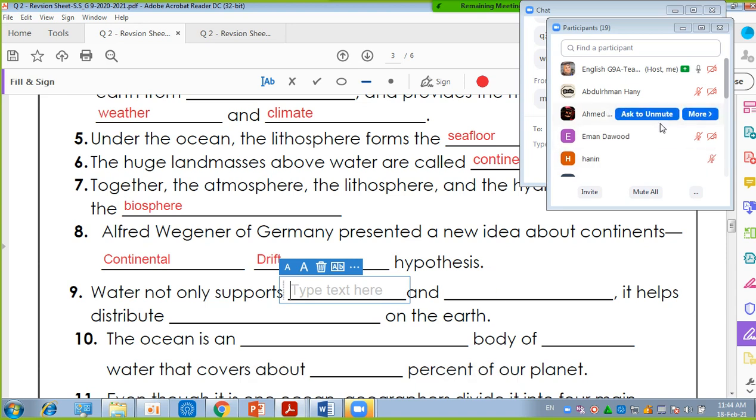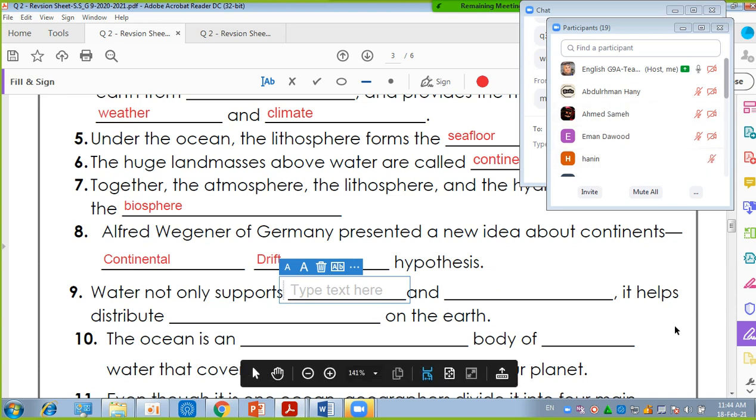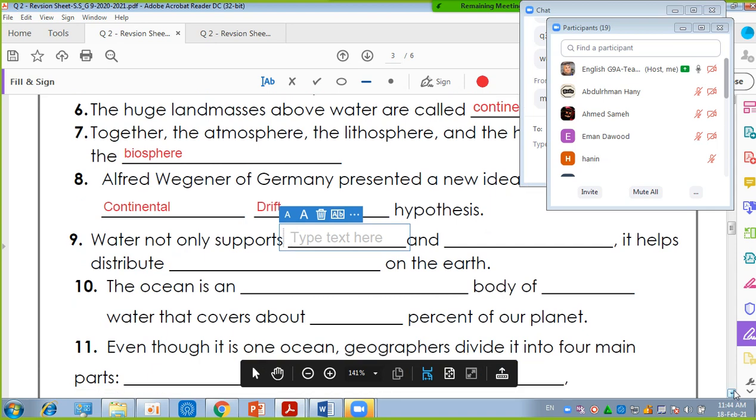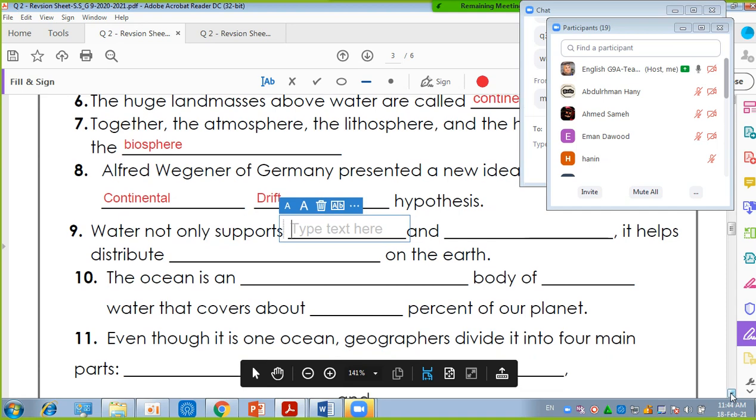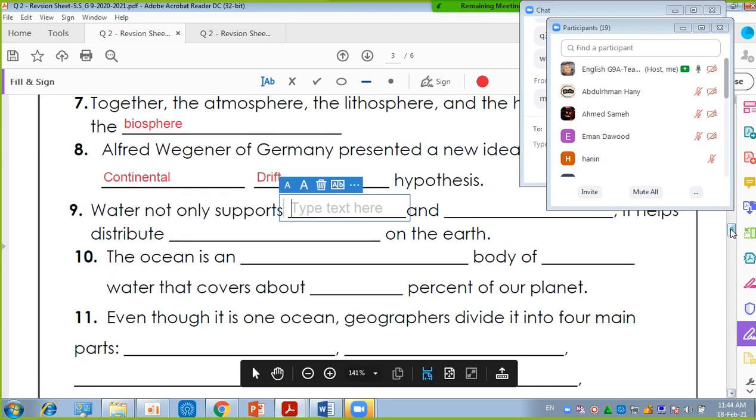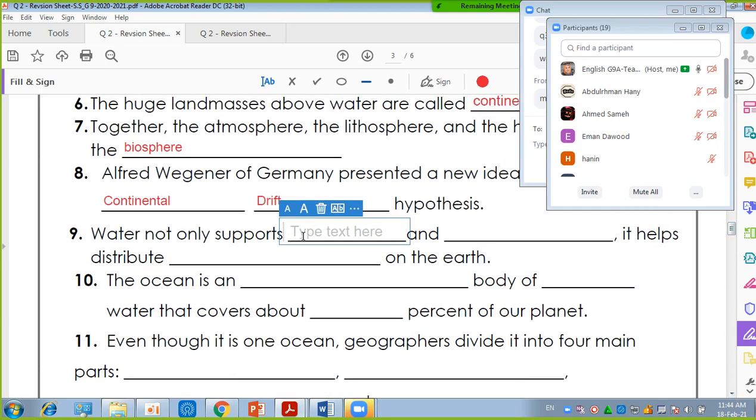Okay, number 9. I'll go back again to Haneen, Kamal and Amira. Your chance. Haneen, you will answer number 10. Kamal, answer number 11, and Amira, prepare yourself to answer number 12. And please, Amira, I need your answer. Don't leave me without one. Tell me you don't know the answer, but don't leave me waiting for you. Okay, Ahmed Sameh, number 9.